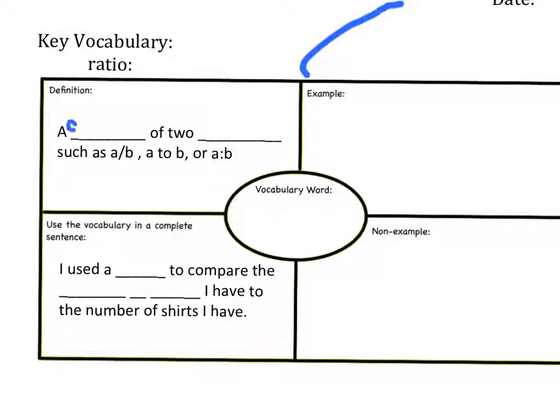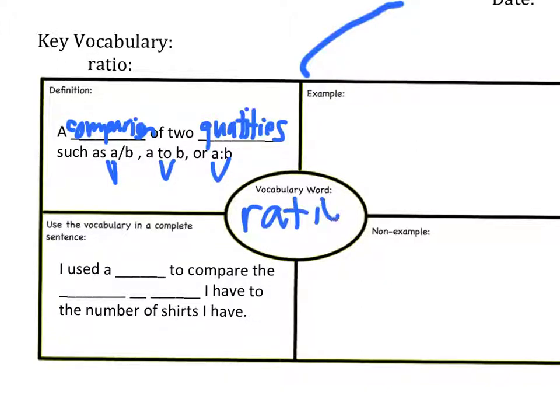A ratio is a comparison of 2 quantities, such as A to B. And you're like, wait a second, you keep on saying A to B. Well, that's true. That's how all of those expressions right there are verbally said out loud. So that's how we say our ratios. In fact, we should put ratios right in the middle there.